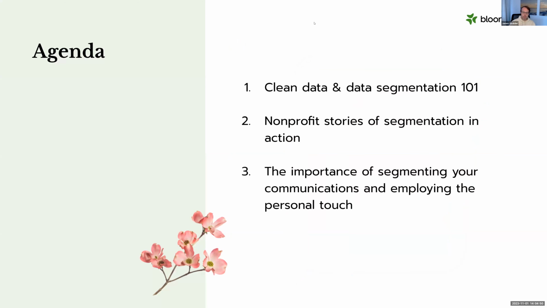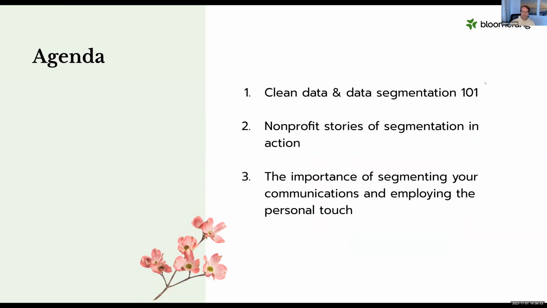Okay, so the agenda for today. Before we dig into how to clean your data, segmentation, all of that kind of stuff, I'm going to talk about why this is so important. And then we're going to look at the importance of maintaining good, clean data. We're going to look at some real life examples of what a couple of nonprofits near me did in the last couple of years and how they were really successful segmenting their data, and then why the personal touch is so important. So lots of stuff to get through today.